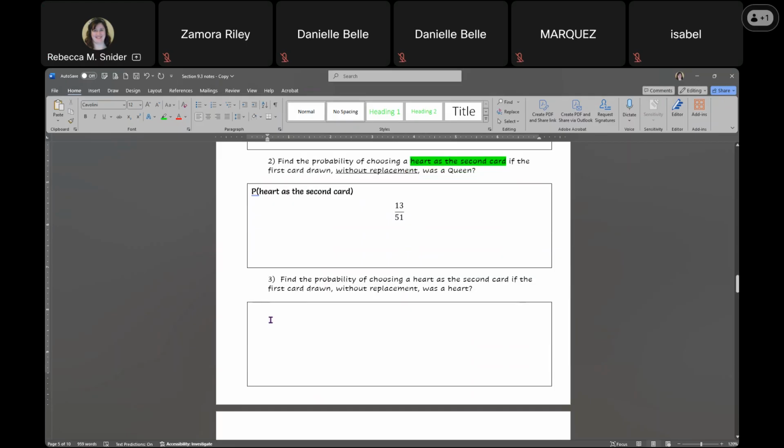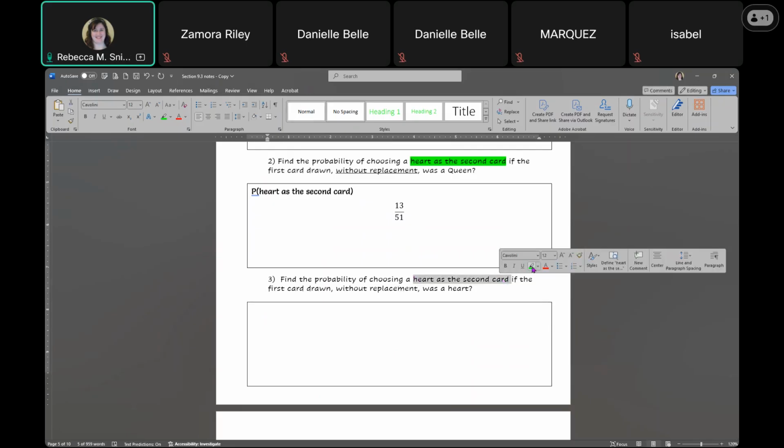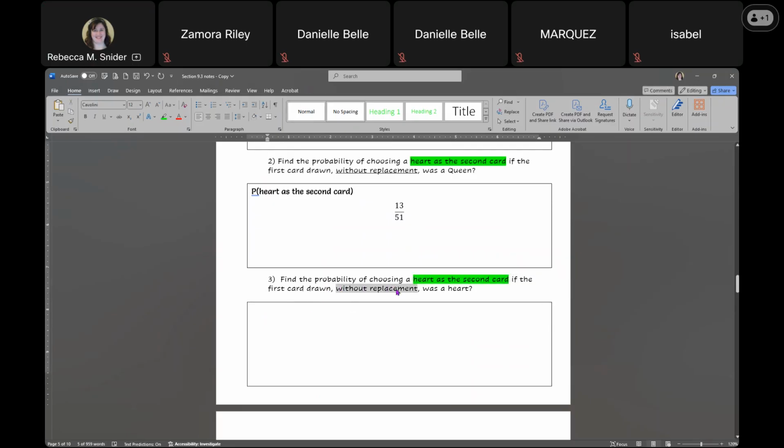Okay, this next one right here is the exact same thing. Find the probability of choosing a heart as the second card if the first card drawn without replacement was also a heart. Okay, this one is what I like to call a double condition. If you think about the framework, again, we are looking for the probability of getting a heart as the second card. But my first card drawn was also a heart.